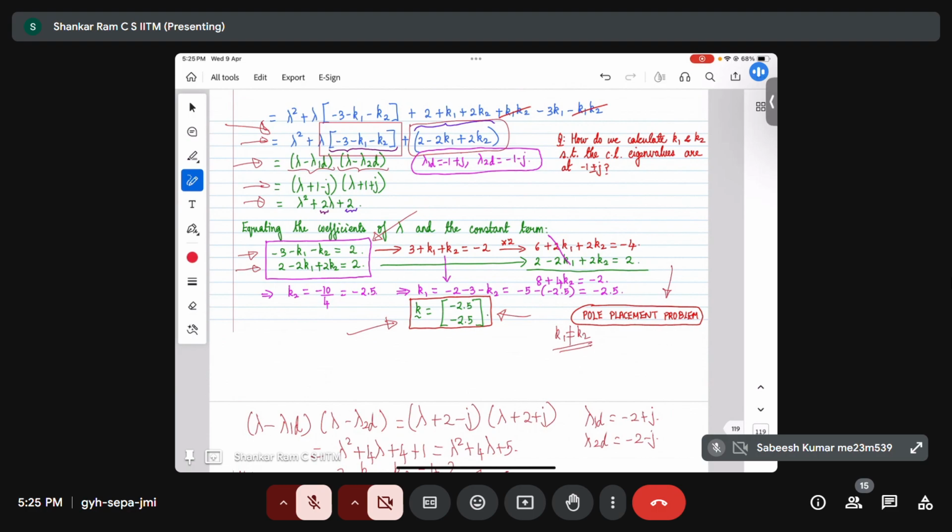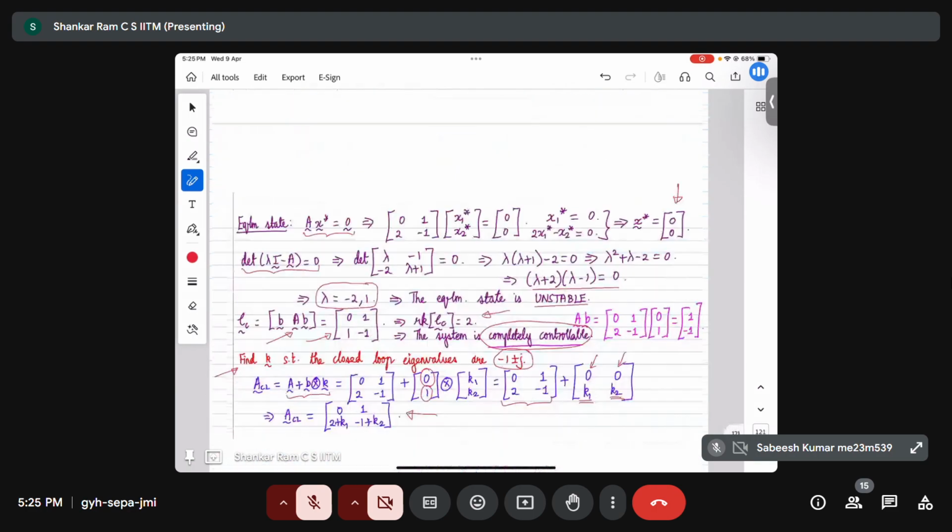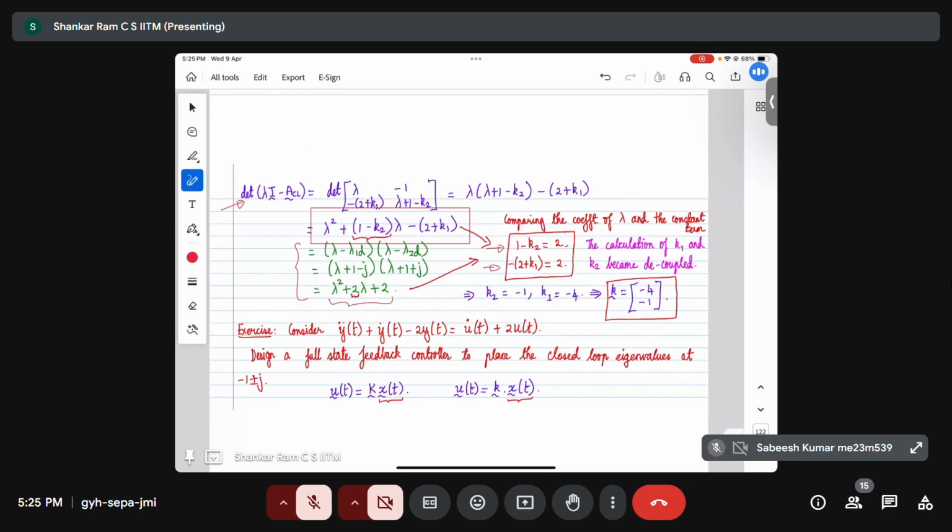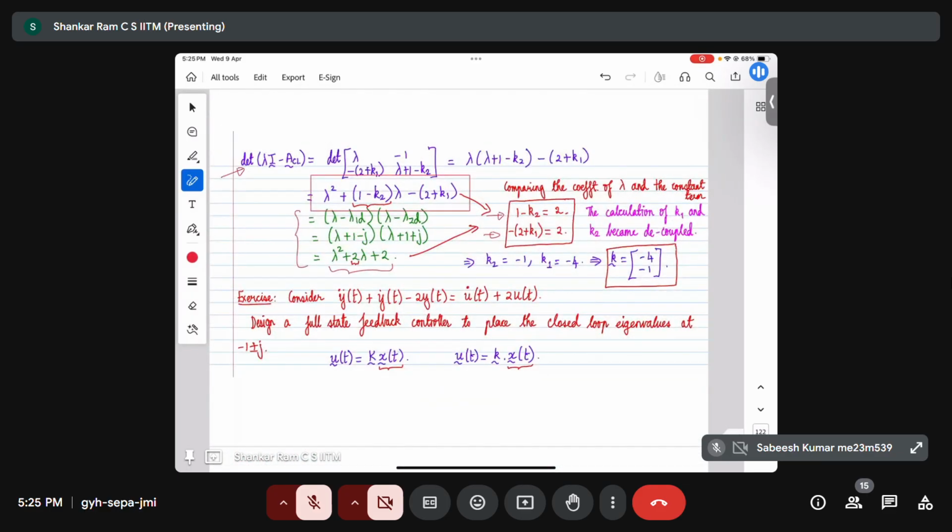But now with the controller canonical form, you see the simplification that happens. Each equation will have exactly one controller parameter. That is, there are two equations. In this equation, we had only K2. In this equation, we have only K1.